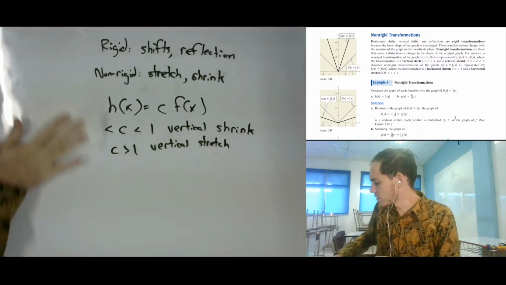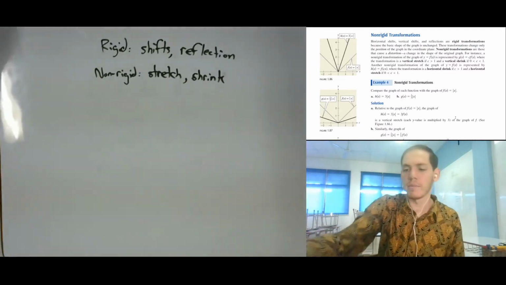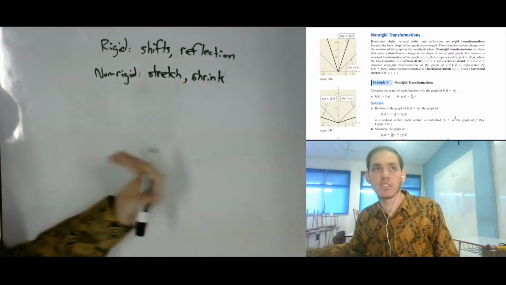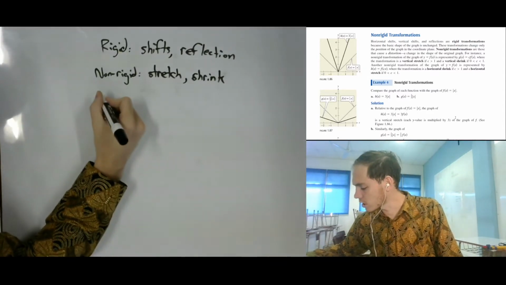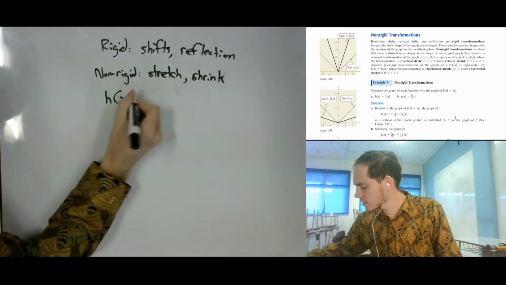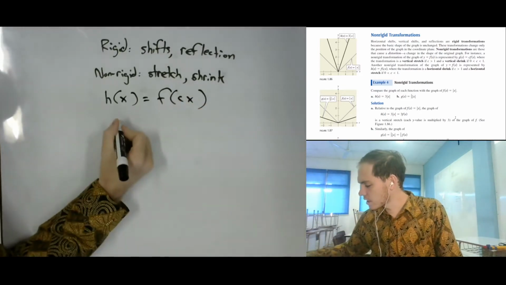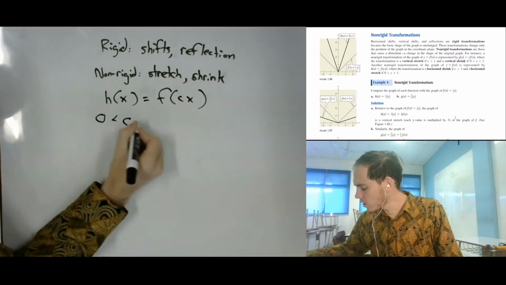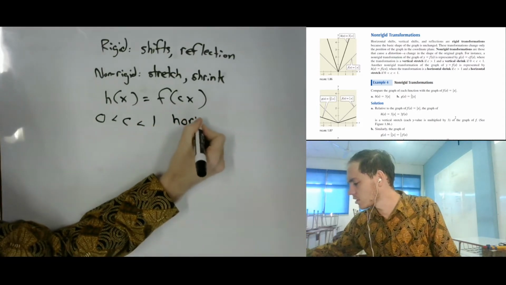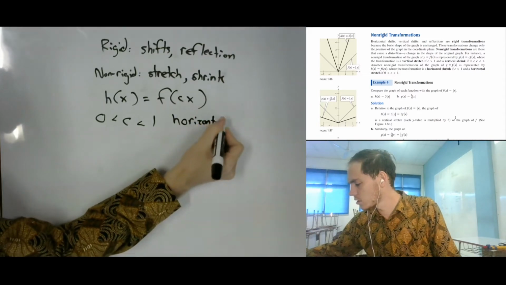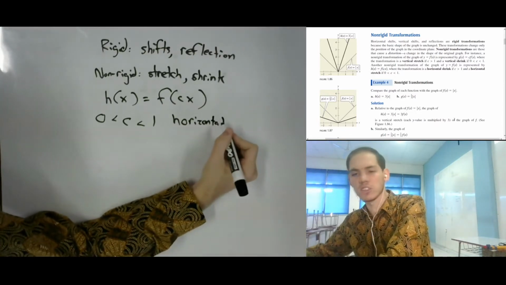So horizontal and vertical actually kind of have a relationship. What I mean by that? I mean that horizontal actually can affect vertical, and likewise, vertical can affect horizontal. So if you have some h of x, and you have f of c of x, okay, so if c is between 0 and 1, you're going to have a horizontal stretch.